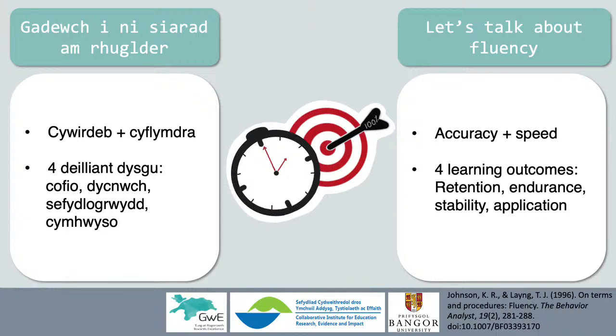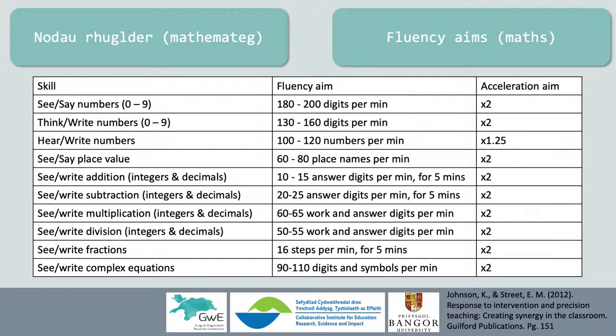And finally, application is the ability for a pupil to generalise the skills that they have been practicing to other untaught questions and related skills. You can pause the next 3 slides to get an idea of the speed that pupils need to be working at to demonstrate fluency of key tool skills in maths, reading and writing. The numbers in the fluency aim column reflect the number of correct units a pupil needs to be able to perform in a given time to demonstrate fluency. We will touch on acceleration aims later in the session.